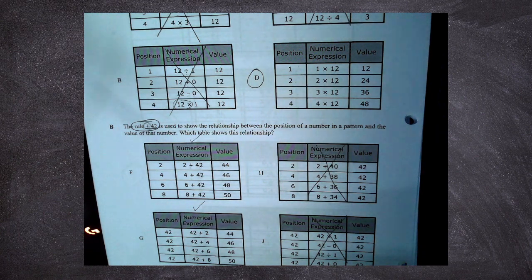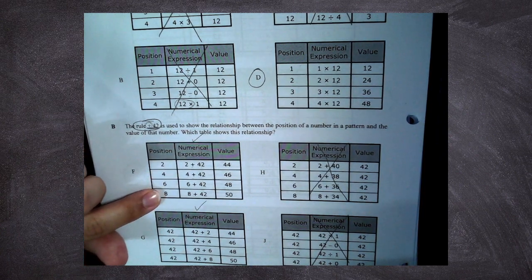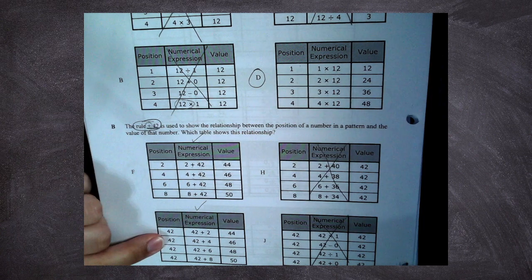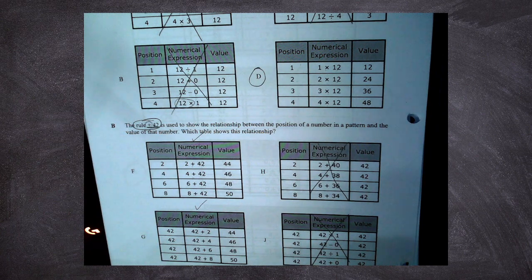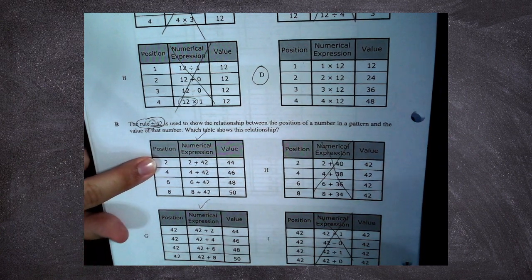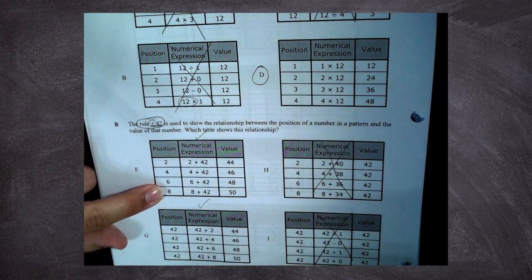The next thing I would check is the position. F has positions 2, 4, 6, and 8. G has positions 42, 42, 42, 42. If you were in line with somebody, like if you were lined up to buy movie tickets, to buy candy, whatever, you could be second in line, you could be fourth in line, you could be sixth in line, you could be eighth in line. All of those would make sense.